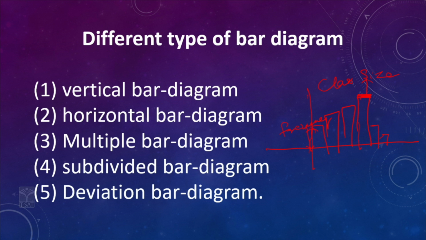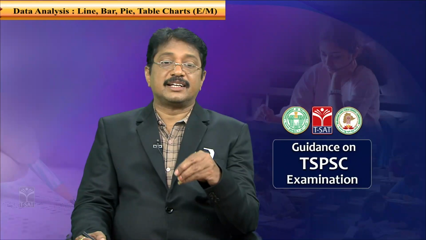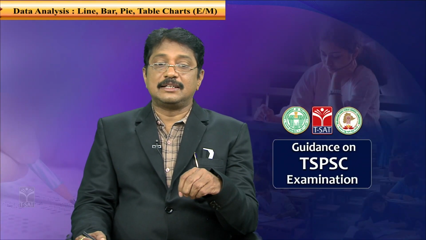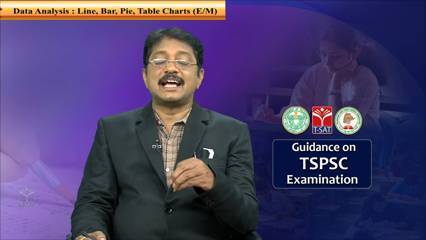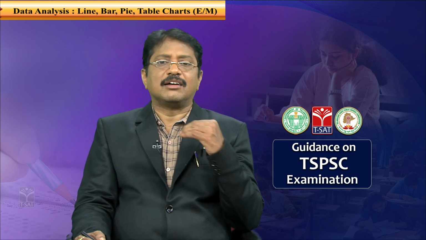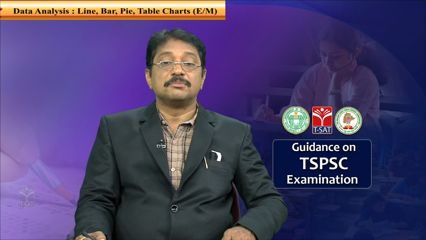So, there is a vertical bar diagram. Just now what I drew is a vertical bar diagram. There may be a horizontal bar diagram, multiple bar diagram, subdivided bar diagram and deviation bar diagram also. These are the 5 kinds of bar diagrams: vertical, horizontal, multiple, subdivided and deviation bar diagram. We will discuss all of this, and the questions also based on it.